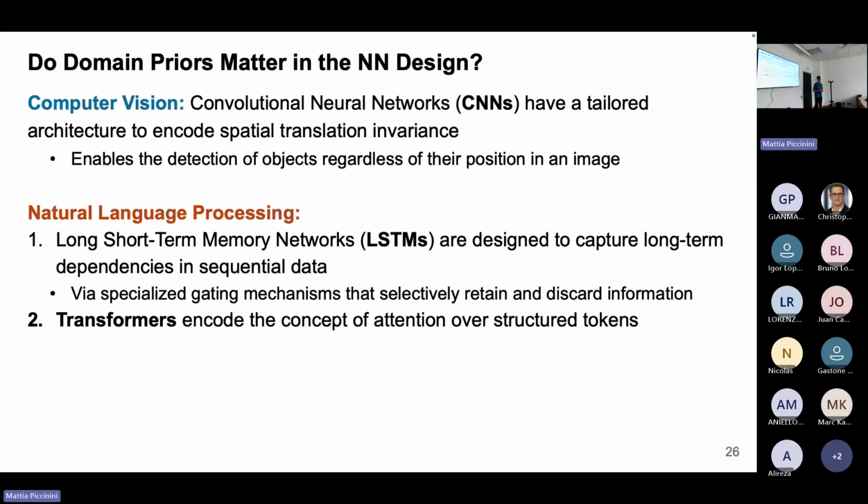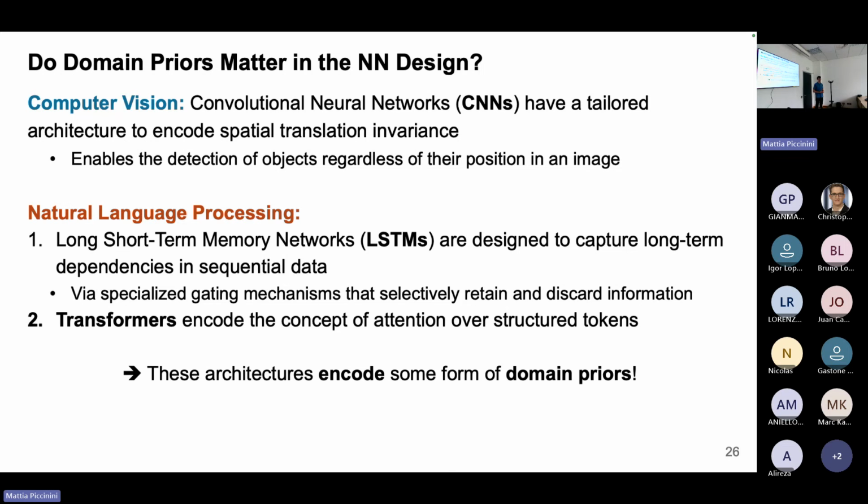LSTMs are one type, but again, in the field of natural language processing, transformers are very popular. ChatGPT is based on transformers. Many of the LLMs are based on transformers. And they are also not super general. They encode an idea, which is the idea of attention over structured tokens. The technical term is that they can attend, so they can learn to focus on specific regions of the input tokens. So these architectures indeed are not super general. They encode some form of domain priors.